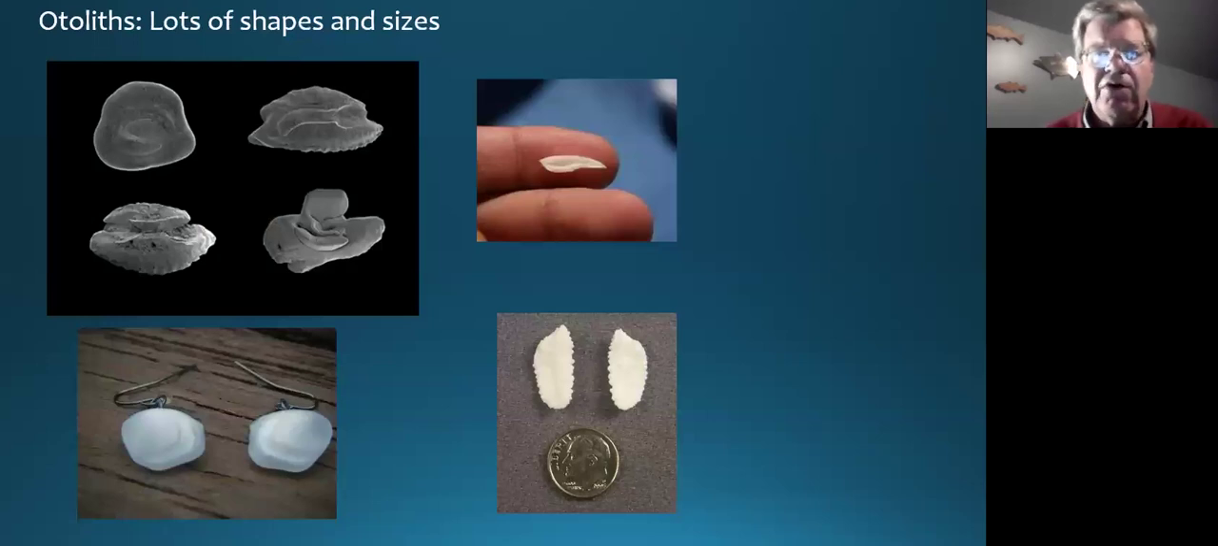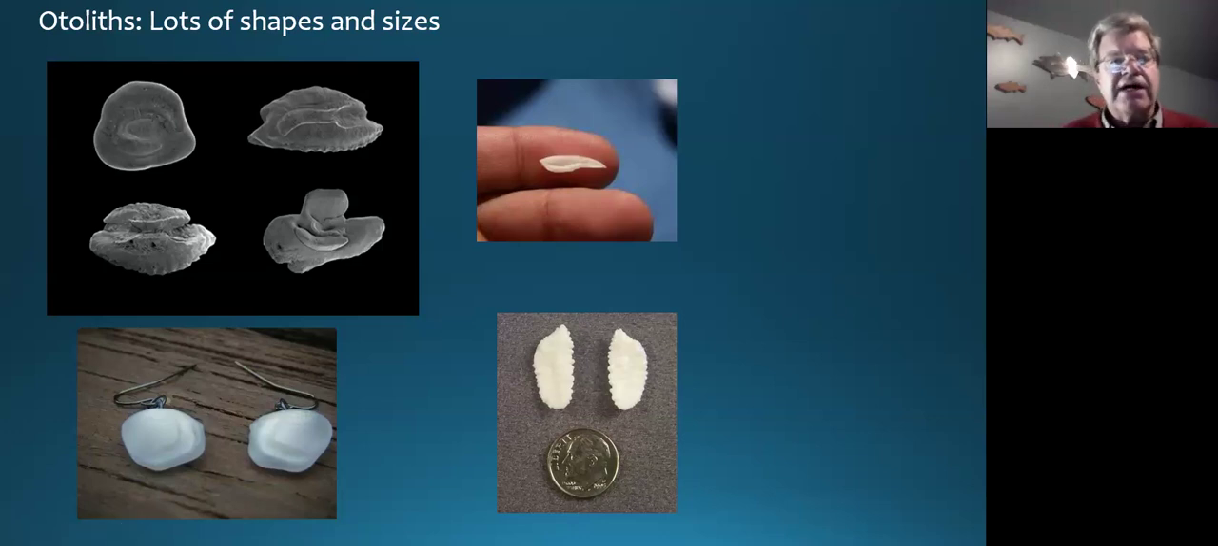So otoliths come in all kinds of shapes and sizes. In a species, otoliths will keep growing as the fish grows. But across species, we see all kinds of interesting differences in shapes and sizes. So on my finger here, this is an otolith from a 500-pound bluefin tuna. And these, which are earrings, are much larger than that, are from a red drum. And these are from a cod. So you can see that they all have different shapes.